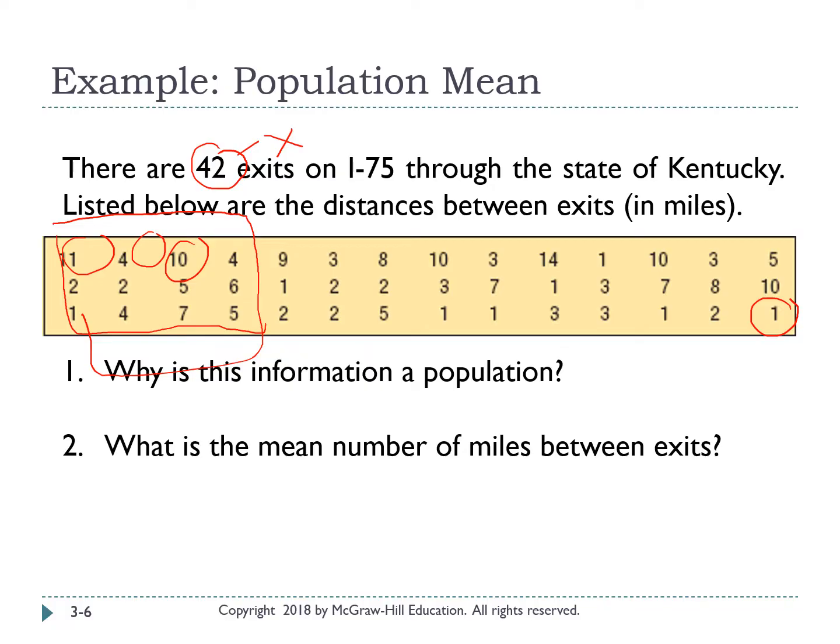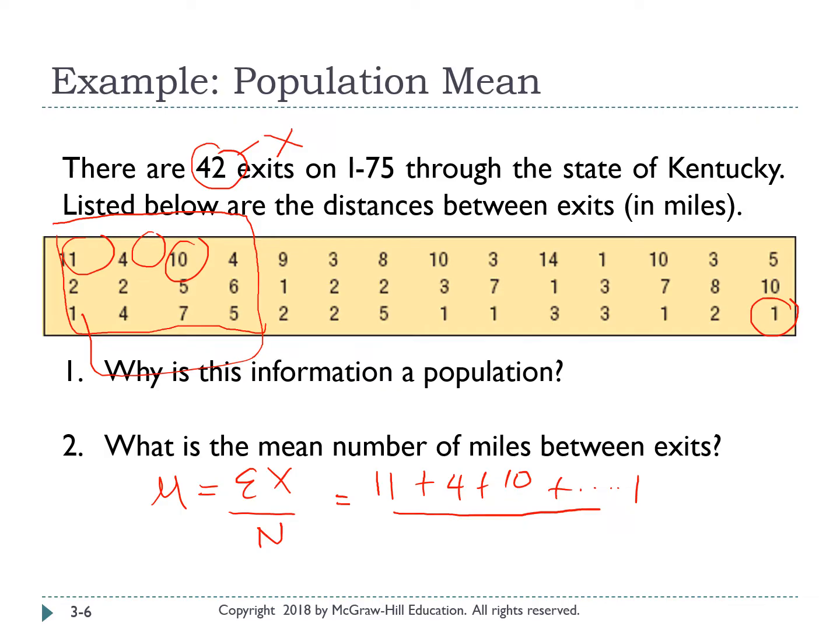If you still remember from the previous slide, the formula to compute the population mean is mu equals the summation of your observations, or your x, divided by the whole number. So how to compute it? The summation of x: you have the first observation 11 plus 4 plus 10 plus all these numbers until 1, and then you divide it by your n.